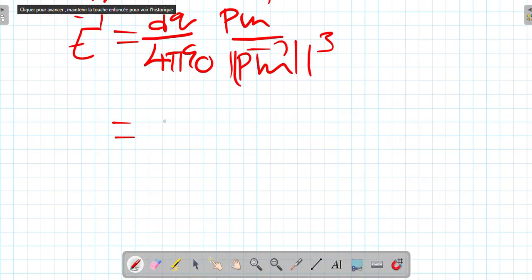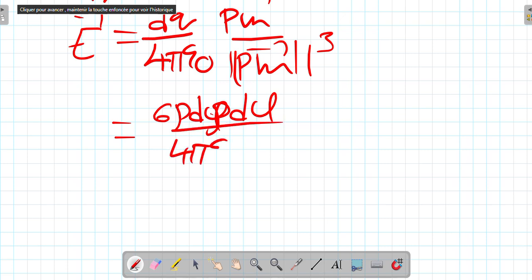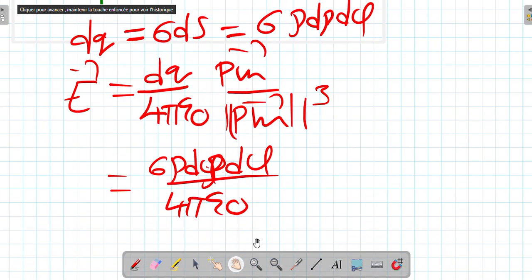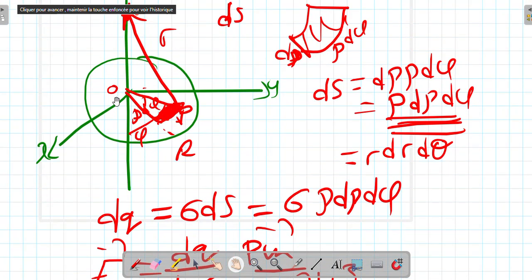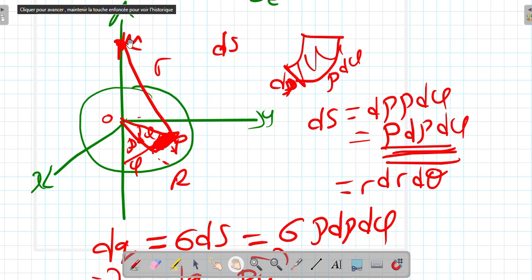So dq will be sigma rho d rho d phi over 4 pi epsilon 0. Once you remember the formula, you just say dq is equal to this. Now, what is PM? PM will be equal to PO plus OM, so this will be equal to negative rho u_rho plus z u_z.